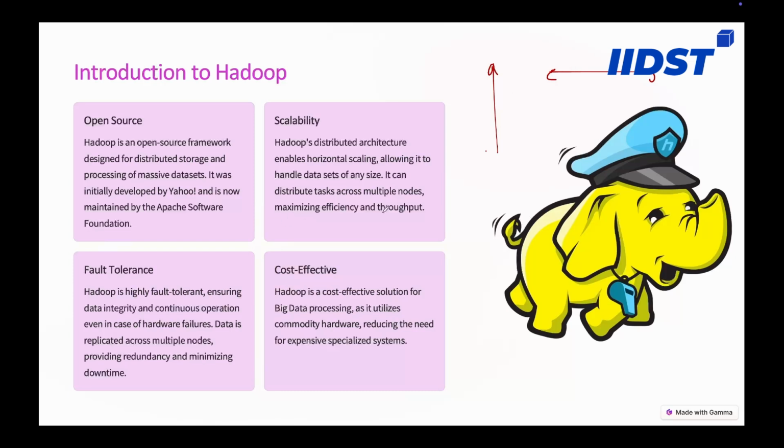Fault tolerance. Hadoop is highly fault tolerant, ensuring data integrity and continuous operations even in case of hardware failures. Data is replicated across multiple nodes, providing redundancy and minimizing downtime. Hadoop essentially makes a copy of the data that we store, and it keeps them across multiple nodes. So even if one single node goes down, we have full confidence that the data is replicated somewhere, and we know that the data is not lost forever. So it has high fault tolerance. The replication is determined by a replication factor.